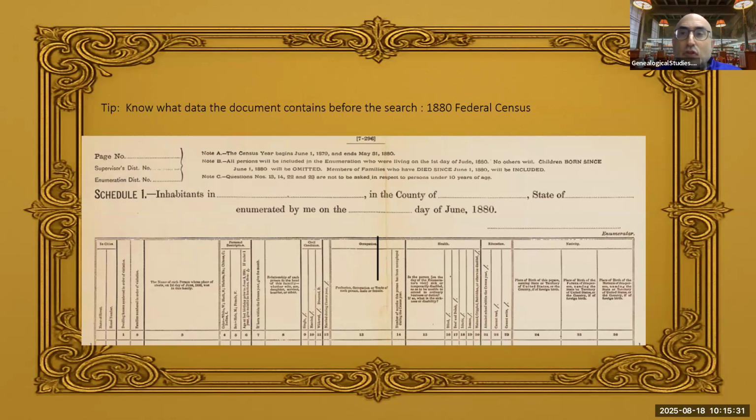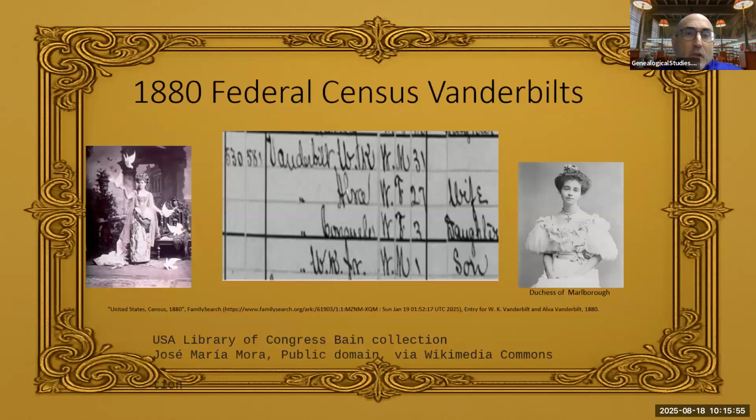So it's wonderful to know what is in the records because you can see what you're looking for. For example, if you're looking for where your ancestor's parents were born, the 1880 census can help you with that. But if you're looking for naturalization, you'll have to look on a later census. Now, we're talking right now about the first census of the Gilded Age, the 1880 federal census.